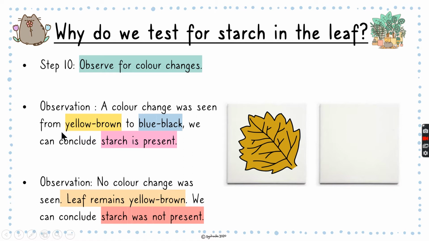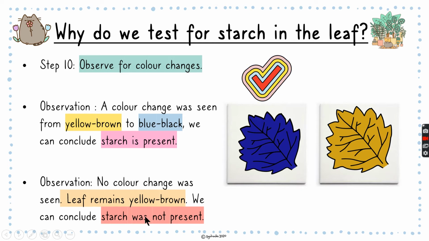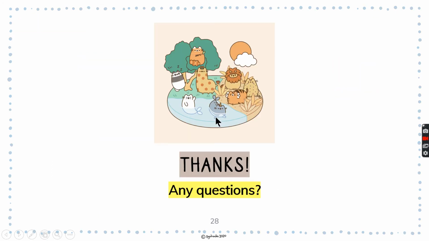So if your observation is that there was a color change from yellow brown to blue black, that means that starch is present, and that means that that plant has carried out photosynthesis. But if that leaf remains yellow brown, that means starch was not present. That means that that plant and that leaf didn't carry out photosynthesis.